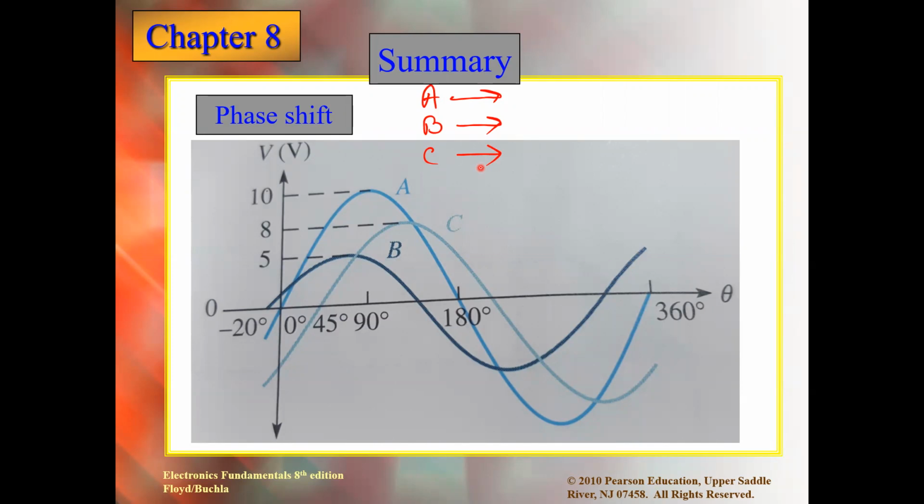Do you remember the form? V_P sine theta plus minus phi. For 10 sine 90, maybe, because it's on its peak. It's not about the peak, the angle is under its peak, right?